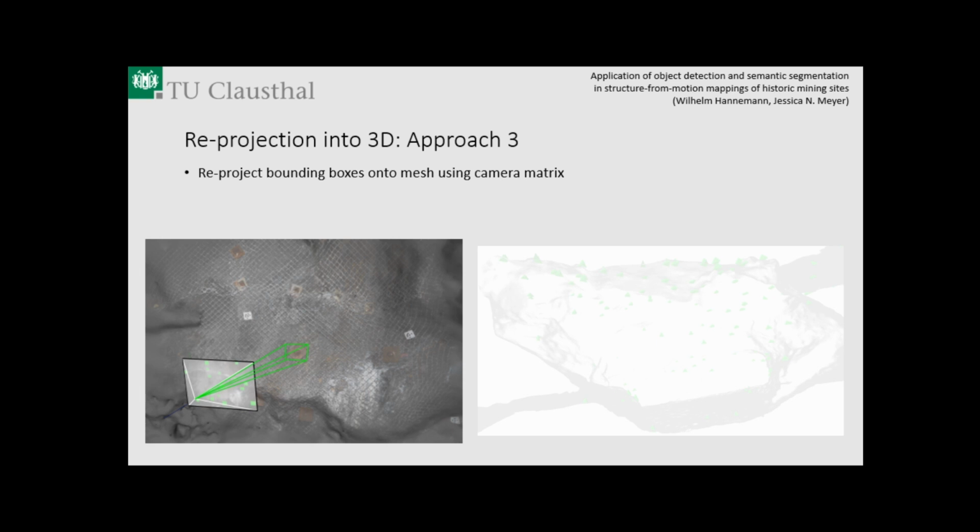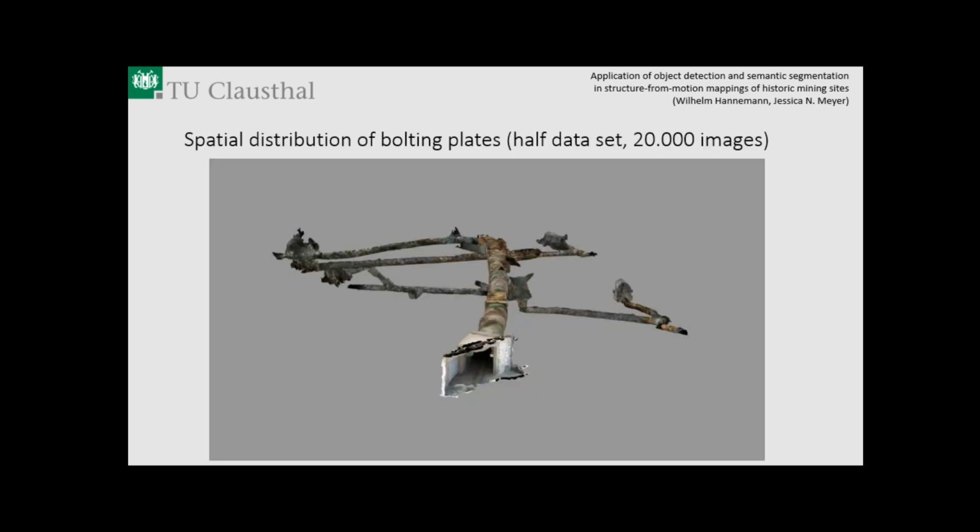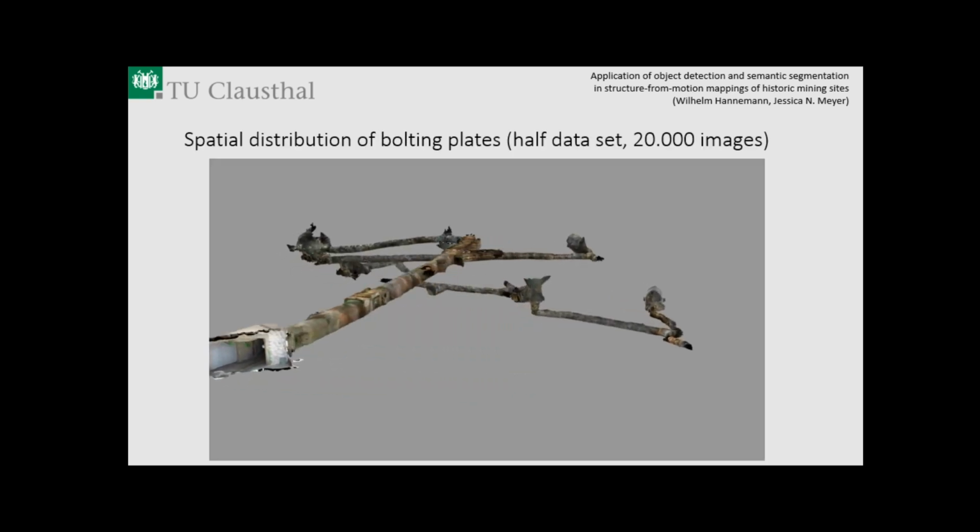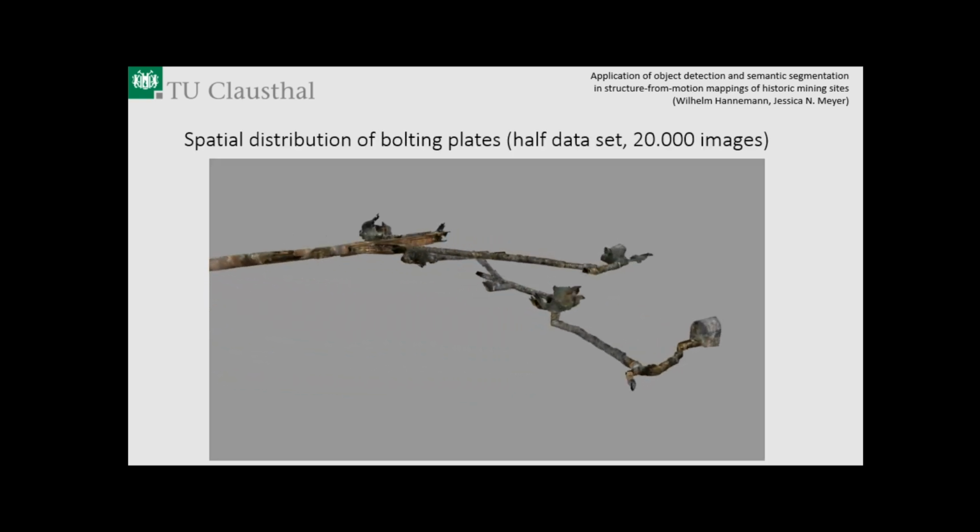So the more correct approach wasn't implemented because it's a side project and we didn't have that much time. You could, of course, project these bounding boxes onto a mesh and get real coordinates of these four corners. So that's the object detection part.